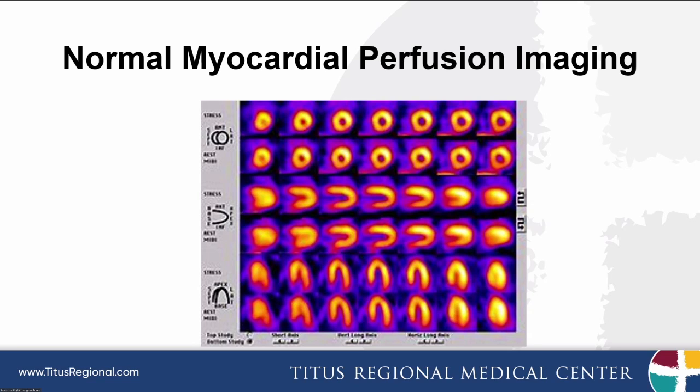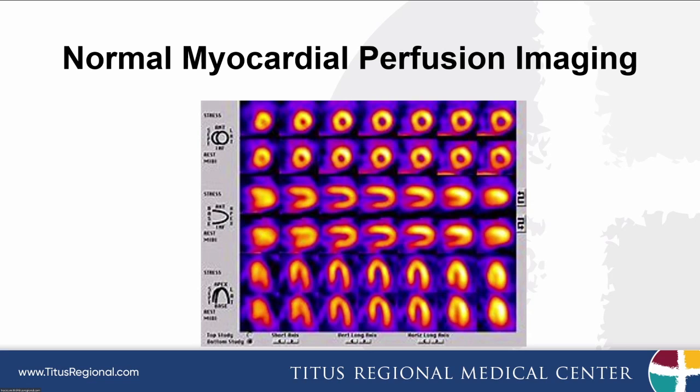In this view, you're going to see the anterior wall towards the left-hand side of the screen, the inferior wall towards the right-hand side of the screen. In the middle, the septum is going to be to the left, the lateral wall is going to be to the right, and the apex is going to be at the top. So this allows us to look at all of the walls in different views so we can localize where we might be seeing a problem.